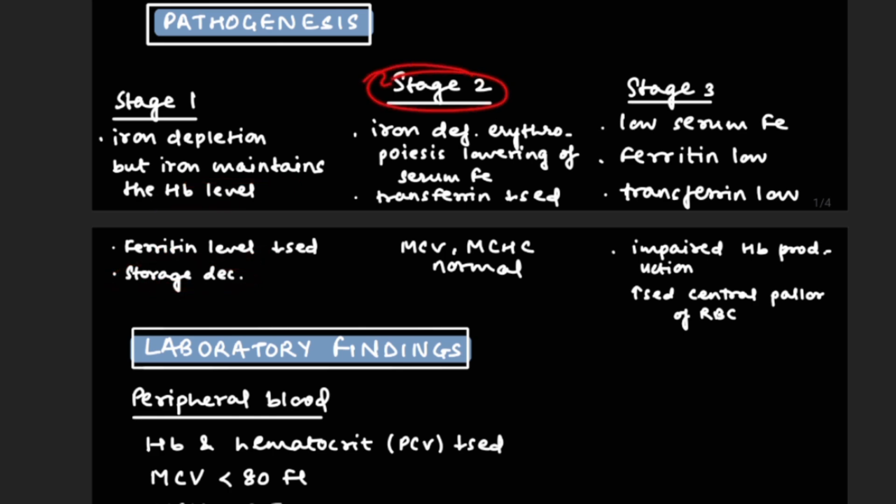Then in stage 2, the case gets worsened. In iron deficiency erythropoiesis, the serum Fe will be lowered, as well as transferrin will get decreased, and MCV and MCHC will be normal. That is volume and Hb concentration will be normal. In stage 3, serum Fe will also get low, ferritin and transferrin levels will also get low, then there will be impaired Hb production, and central pallor of RBC will get increased.